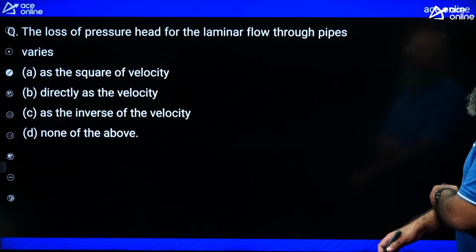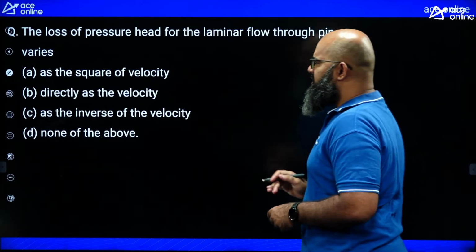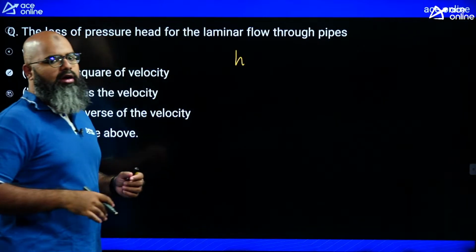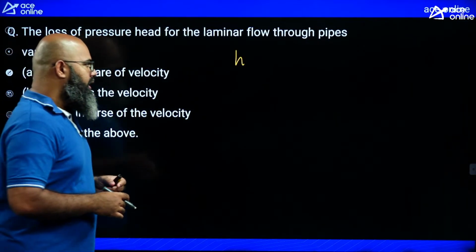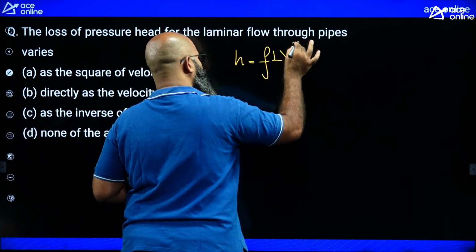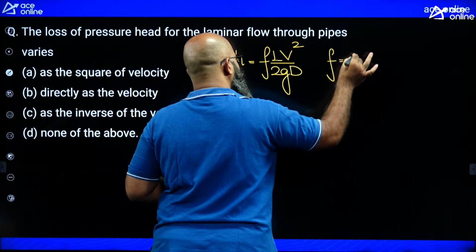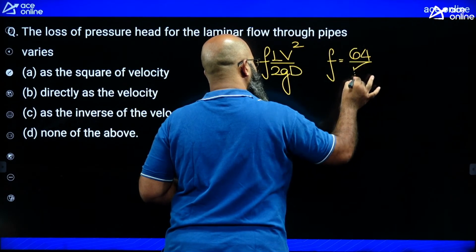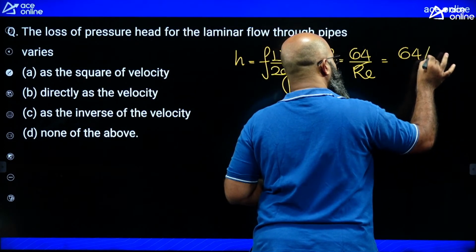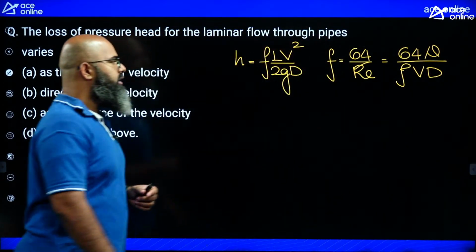The loss in pressure head for a laminar flow through a pipe is varying according to, very important. Again, these are all very commonly asked questions. Loss in pressure head is basically head loss. Now it is possible you may not remember the formula for head loss. If you don't remember it directly, remember the Darcy equation, f L V square by 2 g D. And in laminar flow, the value of f is equal to 64 by Re, which is equal to 64 mu by rho V d.